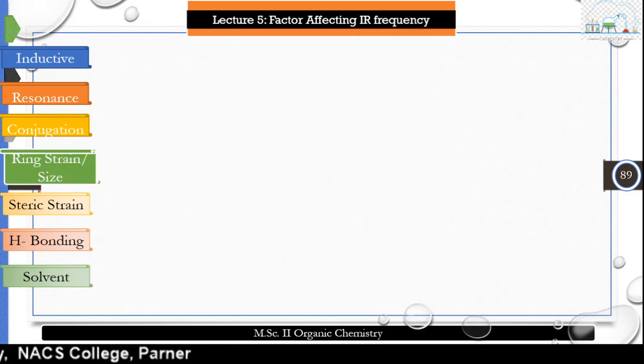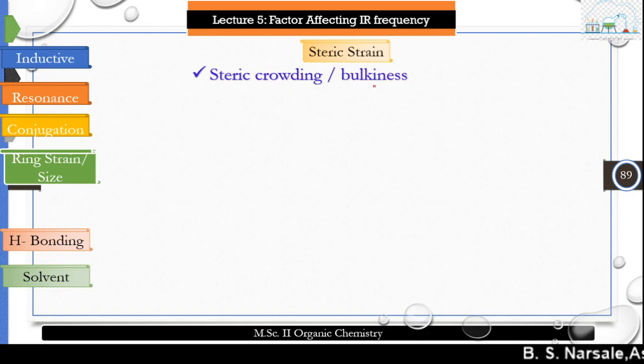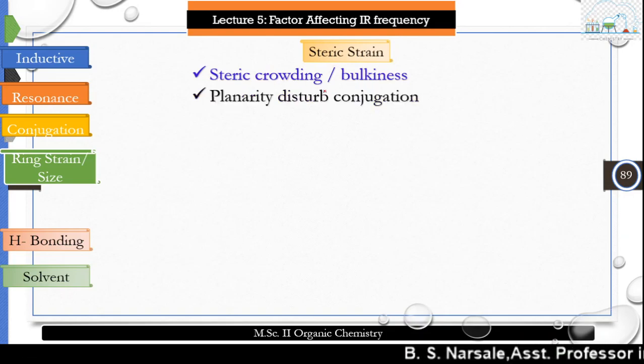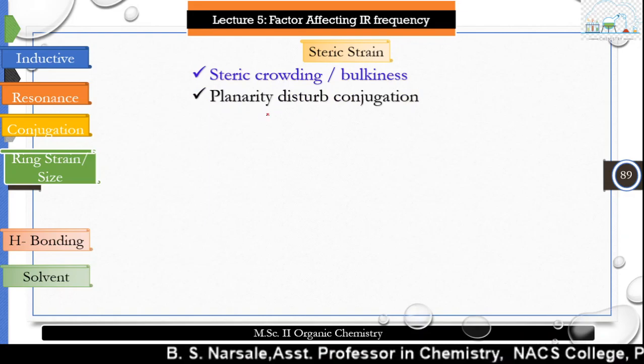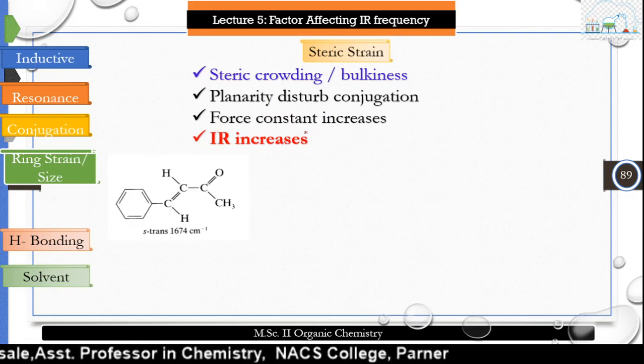Now the steric strain effect is there. The steric strain is specifically for a bulkier group, or where steric crowding is there, which is going to disturb the planarity. When there is a conjugation effect, what happens? The force constant will increase and the IR value will also increase.